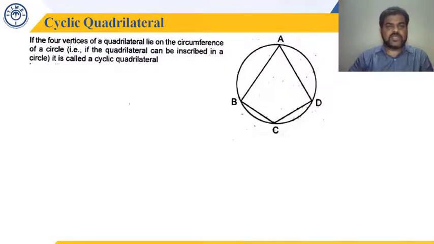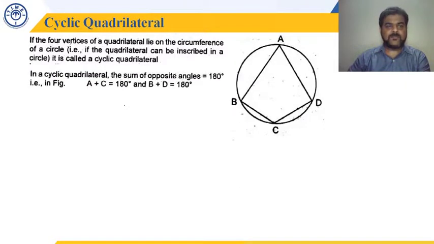The same thing can be said as if a quadrilateral is inscribed in a circle, which means all the 4 vertices are on the circumference, then it is called a cyclic quadrilateral. So in the figure you will see ABCD is a cyclic quadrilateral, fine.